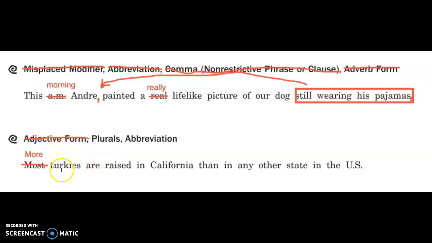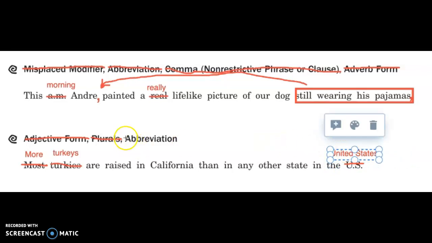I also need to change the spelling of my word turkeys to address that plural error. We know that this is not the correct way to make this word plural, so instead, we're going to change the spelling to make sure that I follow those plural rules. That fixes that error. And our last error, again, we just want to make sure our writing is as formal as possible. So I'm going to replace this US abbreviation with the full spelling of the United States. And that would fix our last error.